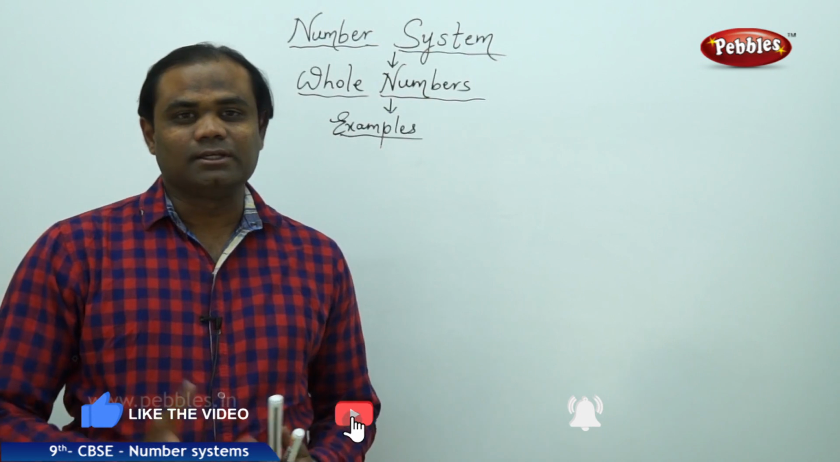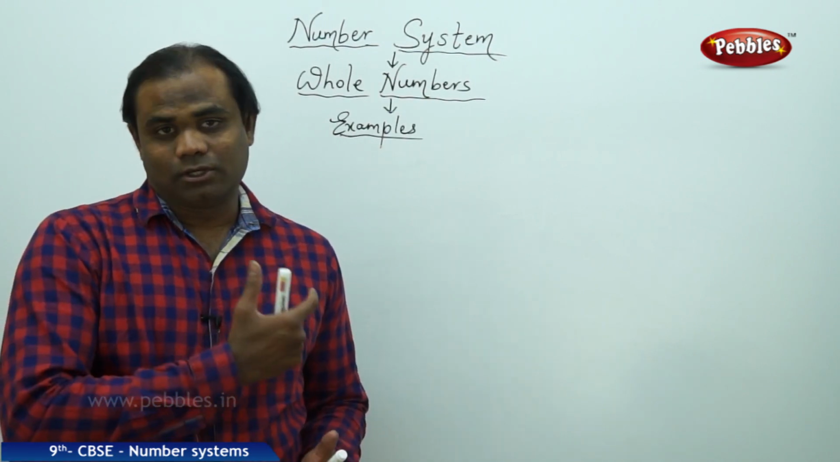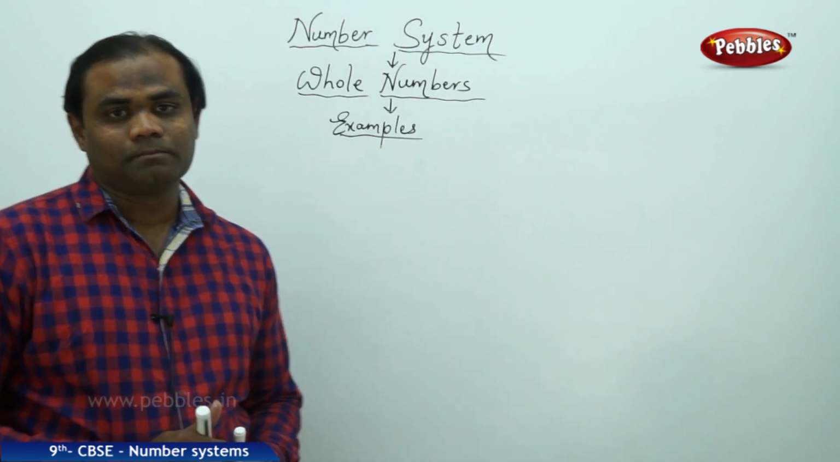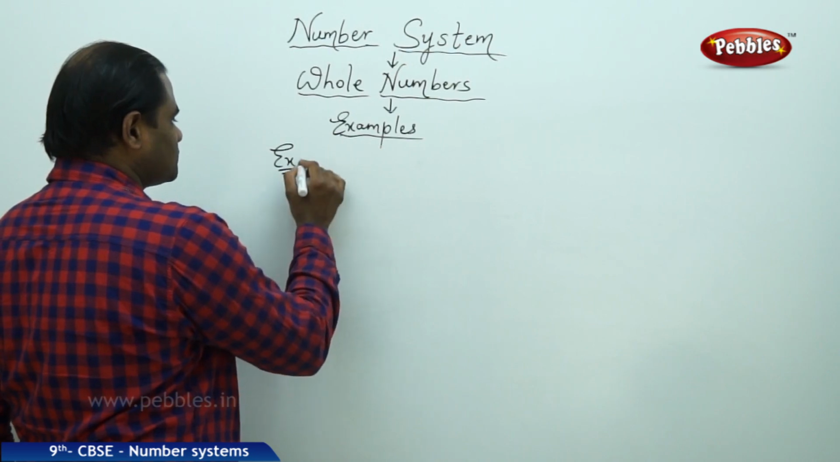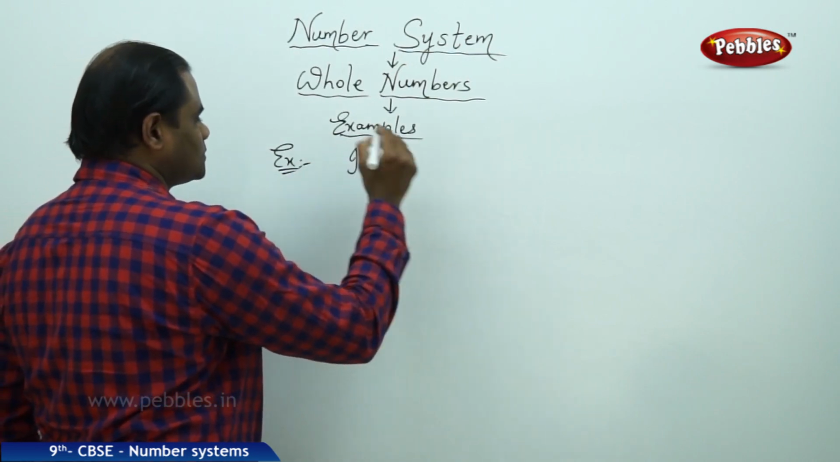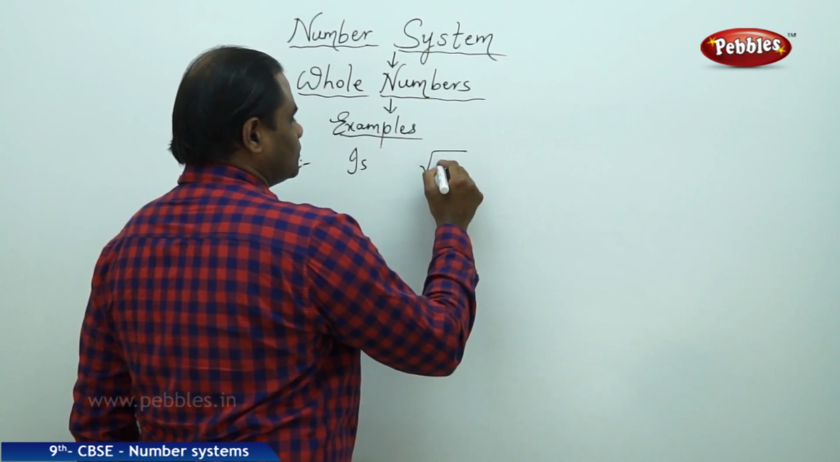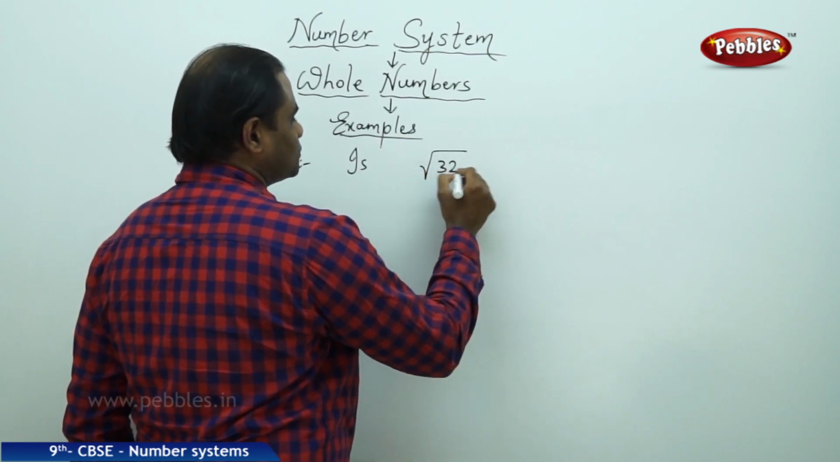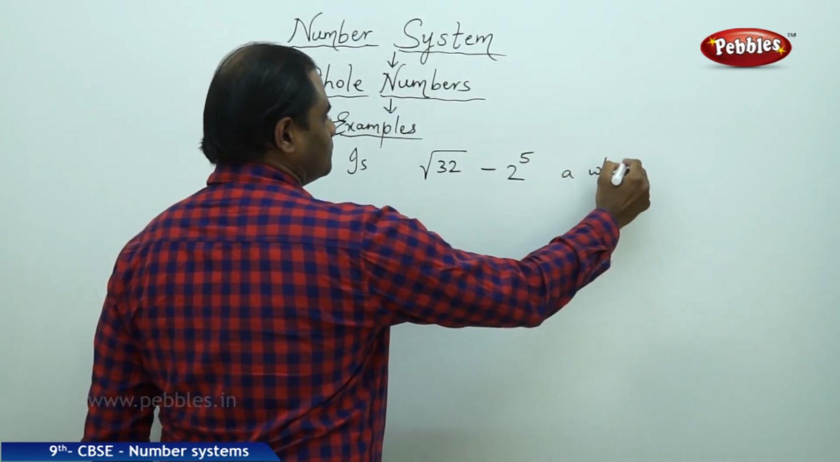Now let's try some complex examples to understand the concept of whole numbers more strongly. For example, I have the question which says: is √32 minus 2 power 5 a whole number?